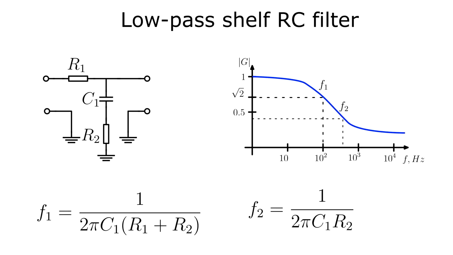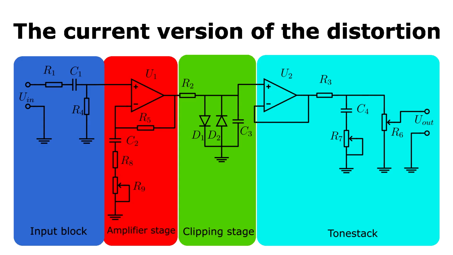For frequencies higher than a cutoff frequency, the attenuation is limited by the value of R2. Similarly, in the low shelf filter, R2 limits the attenuation at high frequencies. The previous version of the distortion schematic sounded redundantly fuzzy because it does not have a tone shaping circuit. To improve the sound, we can modify it in two ways.